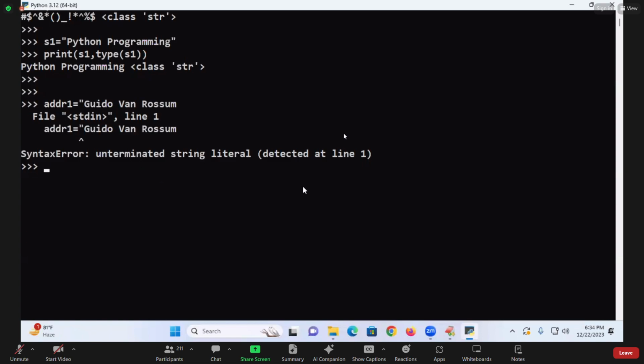If I write one more, ADDR2 is equal to, now I am writing single quotes. Now I am writing another scientist name, James Gosling. I started with what here? Single quotes. Still when I press the enter key, the same error is going to come. That means when I start double quotes or single quotes, you have to end immediately in the same line.